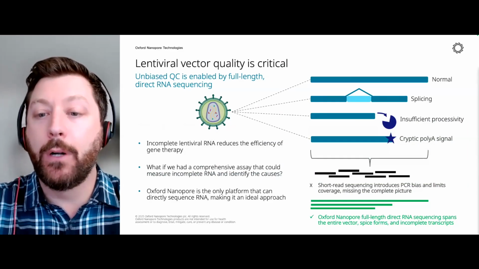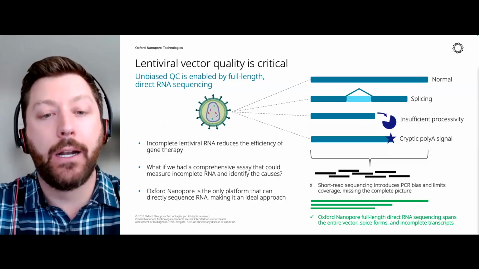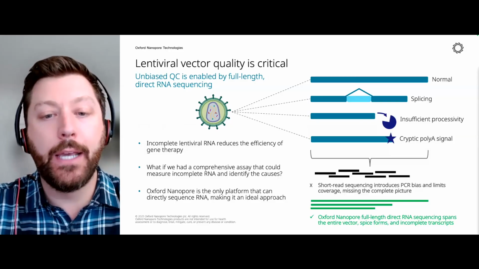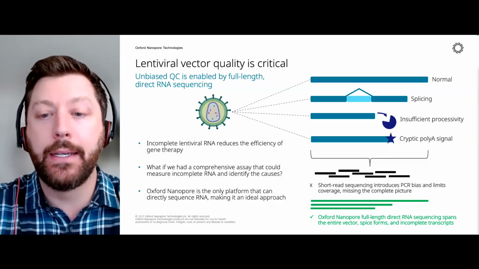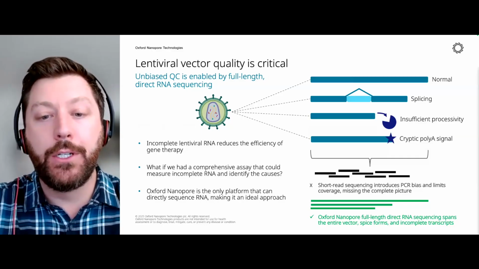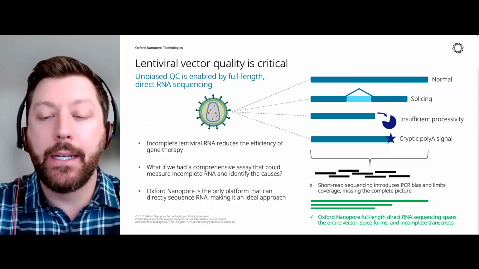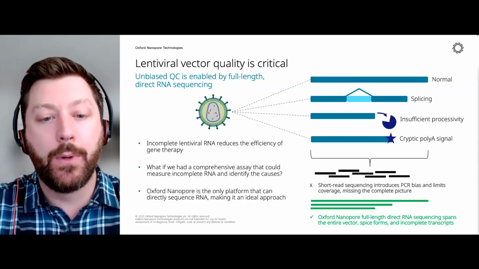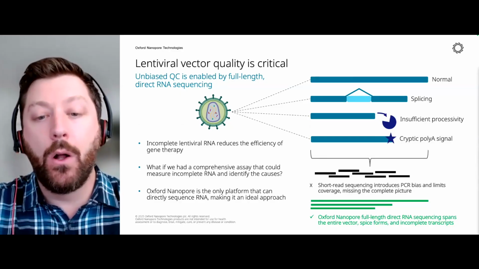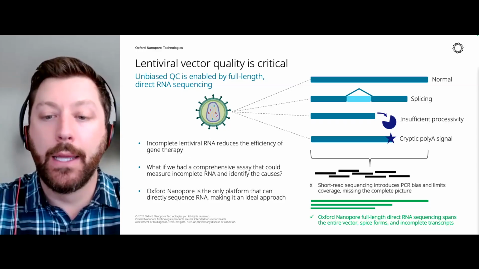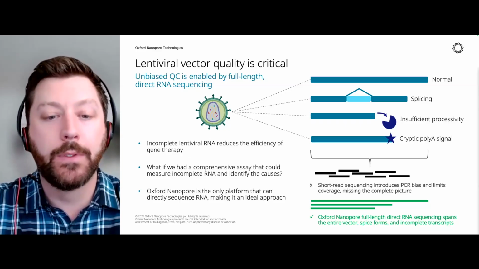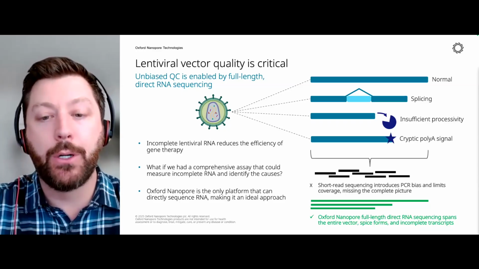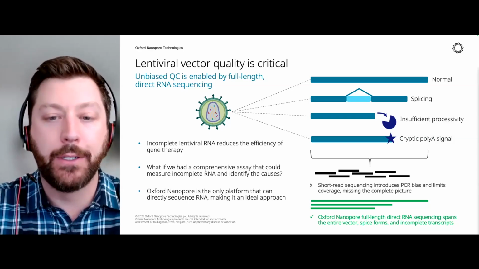It's equally powerful for other gene therapy systems like lentiviral vectors. Oxford Nanopore's full-length direct RNA sequencing provides a major advantage. Unlike other sequencing technologies, which rely on converting RNA to cDNA and introduce PCR bias, we can sequence entire RNA molecules directly. This means you can detect all transcript species, such as full-length, spliced, or truncated forms, providing an unbiased, complete picture of the lentiviral RNA population.